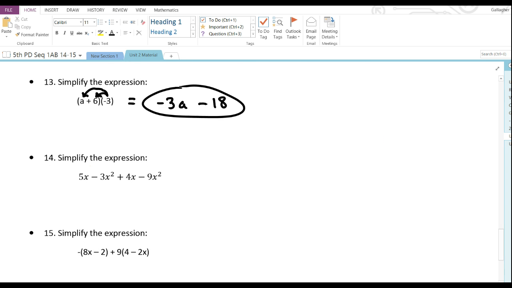Problem number 14, there's 4 terms. 1, 2, 3, and 4. So we have 4 terms here. The 5x and the 4x are like each other. I combine those to get 9x. The negative 3x squared and the negative 9x squared is negative 12x squared.